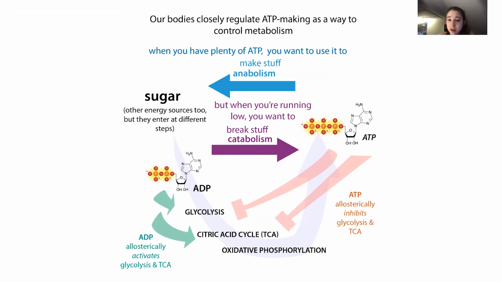And their levels can also help regulate other things. And so the ratio of ATP and ADP is tightly coupled to metabolism. So metabolism is the making and breaking of molecules. So it involves anabolism, which is making molecules, and catabolism, which is breaking down molecules.